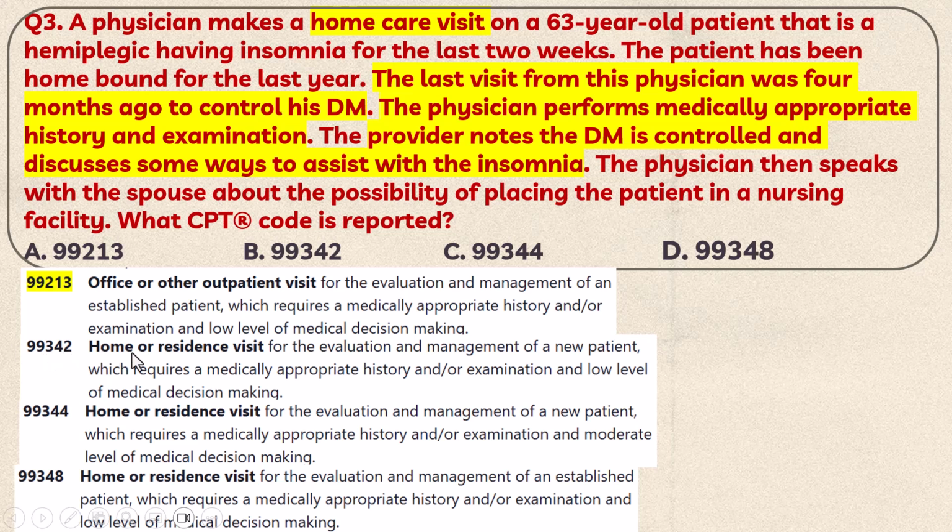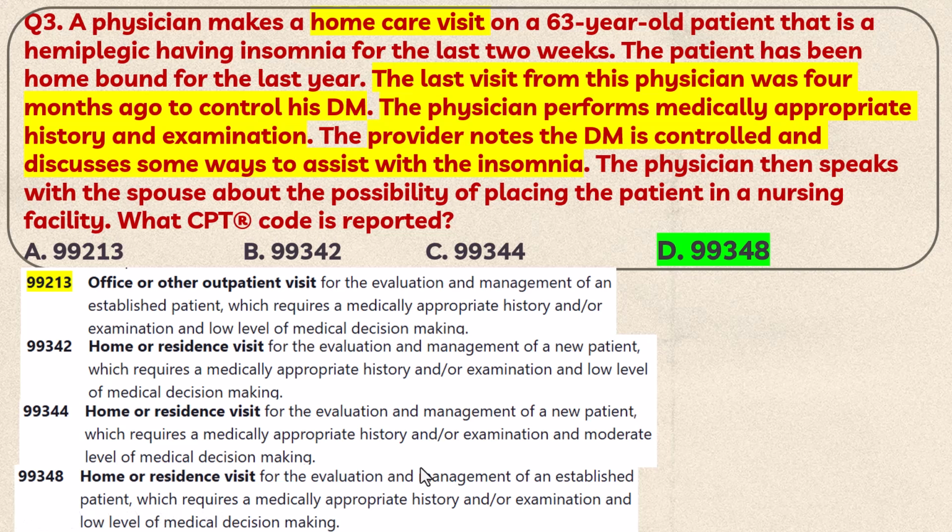99,342 is home or resident visit for evaluation of management of a new patient. But here is established patient, so that is not suitable. 99,344 is for home or resident visit for the evaluation and management of a new patient. But here, established patient. So 99,348 is home or resident visit for the evaluation and management of an established patient, which requires medically appropriate history or an examination and low level of medical decision making. So the correct answer will be answer D.